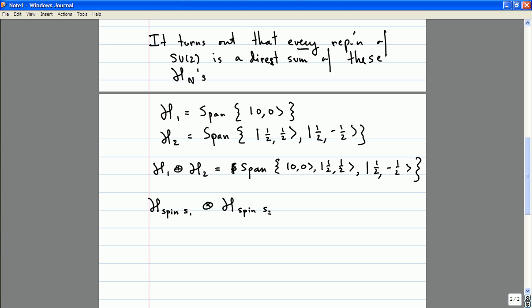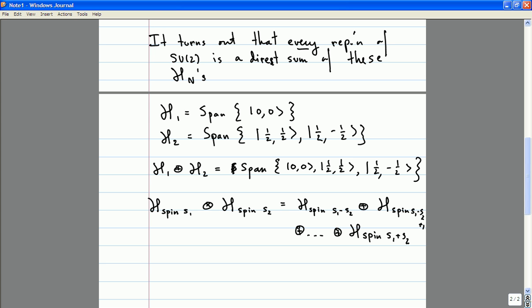So this would be what you would do, for example, if you had a spin S1 particle and a spin S2 particle that were sitting next to each other, and you wanted to write down the description of the entire Hilbert space that described both systems. Then that is the sum of the Hilbert space of spin S1 minus S2 plus the Hilbert space with spin S1 minus S2 plus 1, and so on and so forth, all the way up to the Hilbert space with spin S1 plus S2.